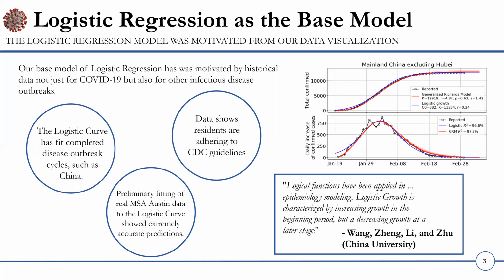With this intuition in mind, we consulted academic literature and found that the logistic curve is very commonly seen when modeling disease outbreaks in general, not just COVID-19. We also discovered that CDC guidelines were crafted to create a logistic curve in the United States in a sense, and our later analysis confirms that Austonians are generally following these CDC guidelines. These three justifications provide us with enough reasoning to continue modeling with the logistic curve.